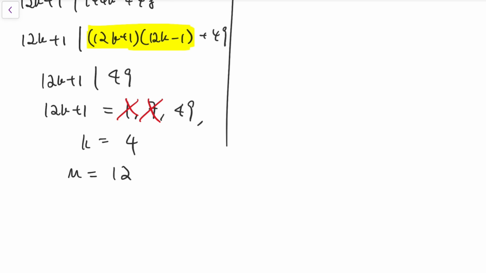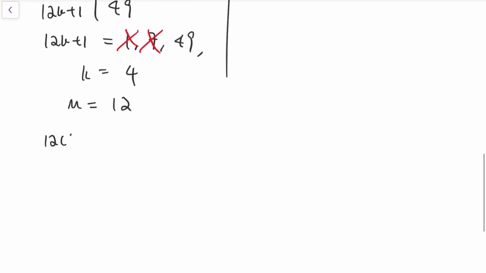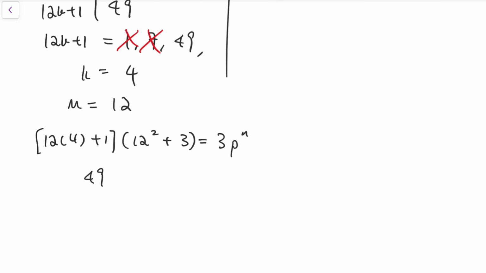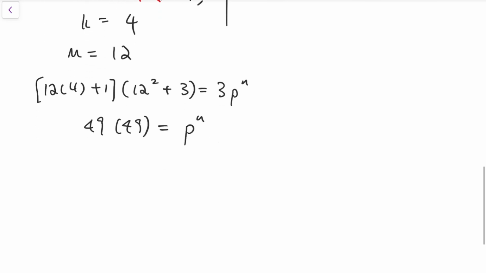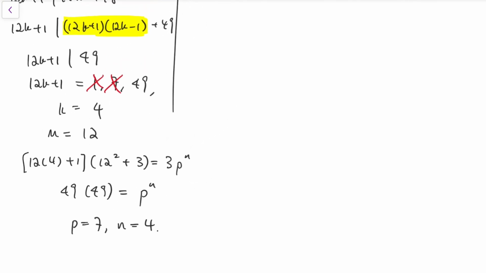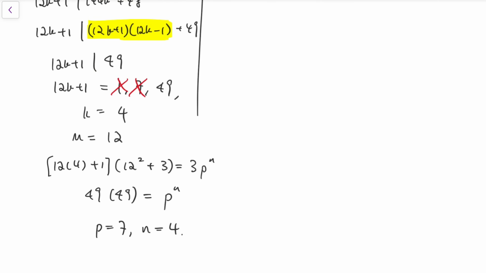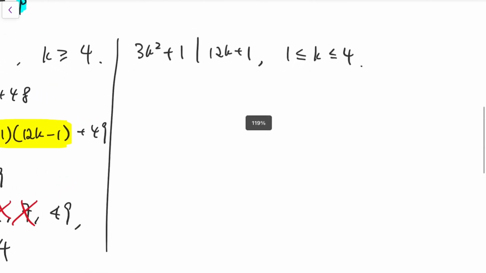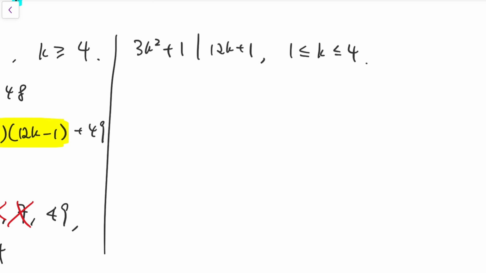case, k equals 4. So this time, m has to be 12 because it's equal to 3k, and that means 4m plus 1 multiplied by m squared plus 3 equals 3 times p to the power of n. So 49 times 49 equals p to the power of n, and the only option is p equals 7 and n equals 4. So now we have one solution set.